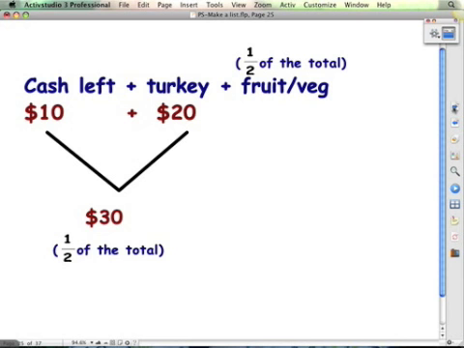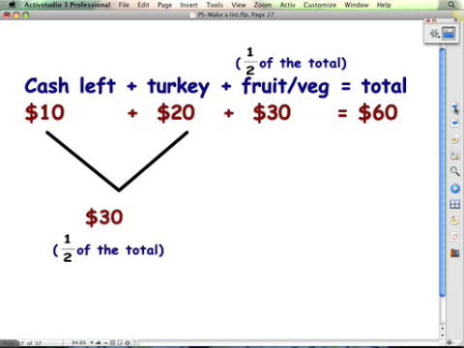Now, if she had $10 cash left at the end of her trip, plus she spent $20 on turkey, that means that that part represented $30. So that $30 must be half of the total that she started with. So now we know that the fruits and vegetables equals $30. And really that was the last thing she spent money on, so all we have to do now is add up 10 plus 20 plus 30 to get how much money she started with, which is $60 total. She took out $60 from the bank.